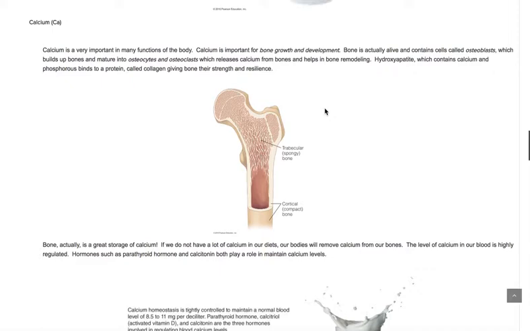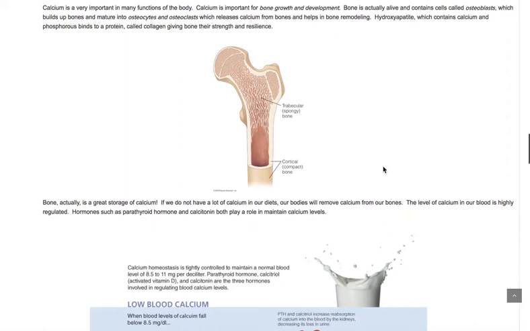Doing things like eating healthy and exercising will build your bones and make them stronger. The more weight-bearing exercise you do, such as weightlifting, the more it will increase your bone density, and you'll be less likely to break your leg. Okay, so calcium is very important.